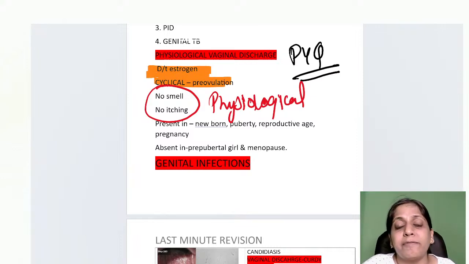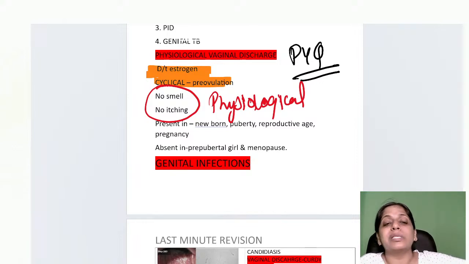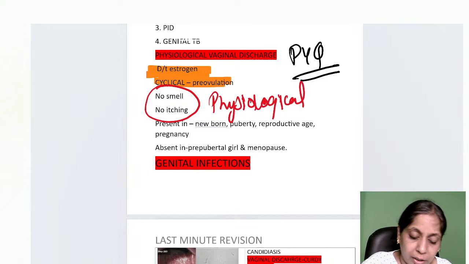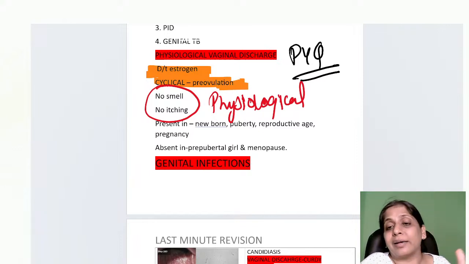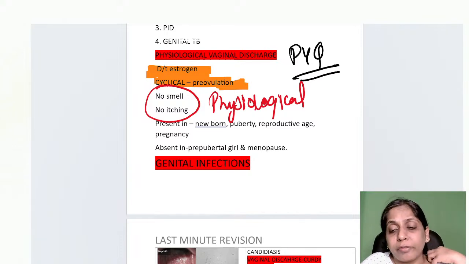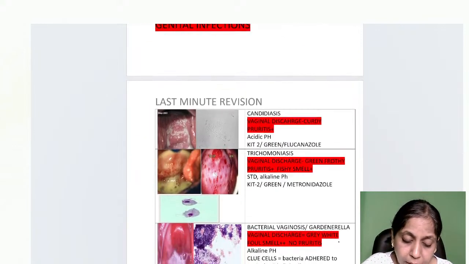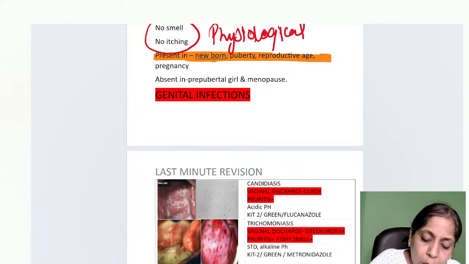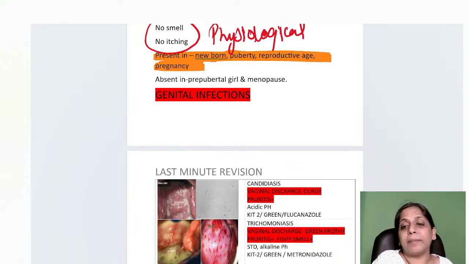The other characteristic feature is that it is due to the estrogen, because estrogen makes the cervical mucus thin, and the thinness of the mucus is only in the pre-ovulatory phase. So it is cyclical. Every time there is a pre-ovulatory phase, there is thinning of the cervical mucus. It is present whenever the estrogen is present in the body. It is present in the newborn, puberty, reproductive age, and pregnancy.